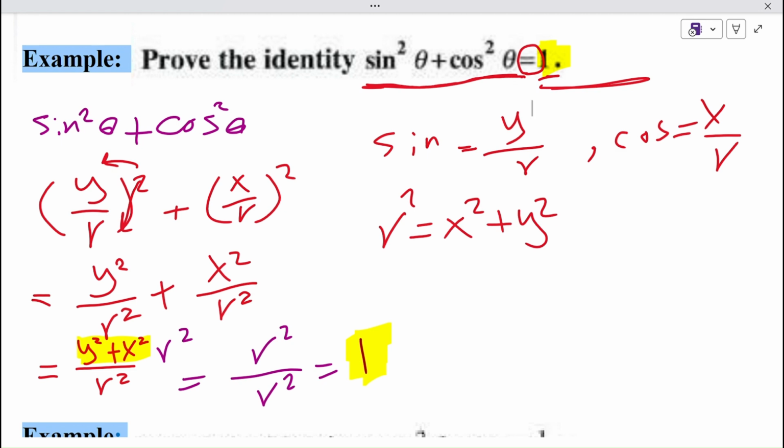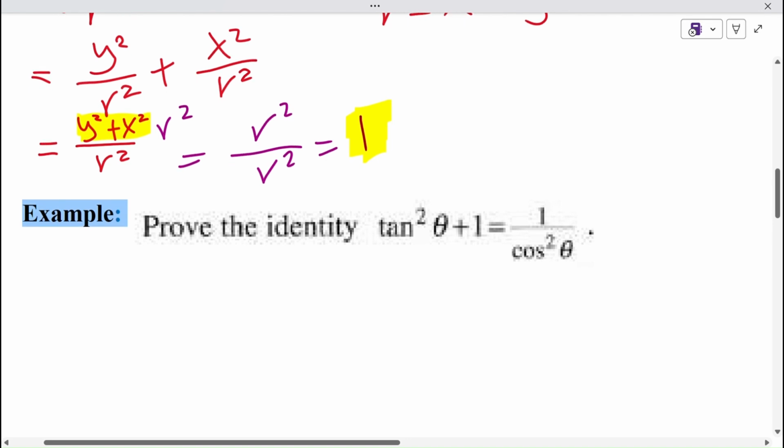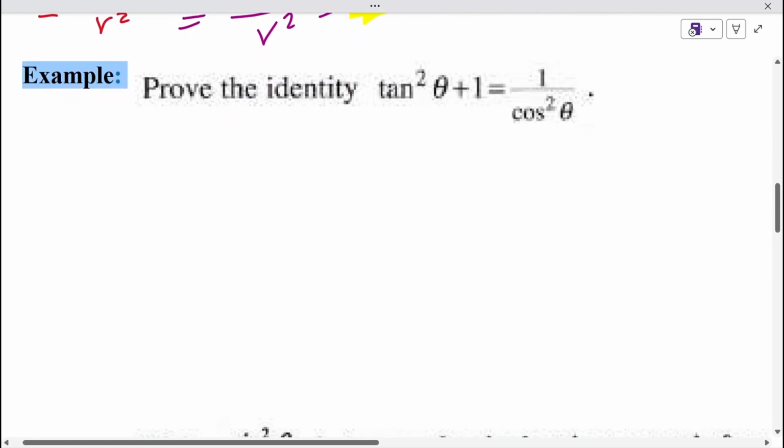This is really easy. Let me show you this one. Prove the identity tan squared theta plus 1 is equal to 1 over cosine squared theta. Guys, I told you every time take the more complex side. The complex side here is tan squared theta plus 1. Okay, let's write it down here. Tan squared theta plus 1. We have to get 1 over cosine squared theta.